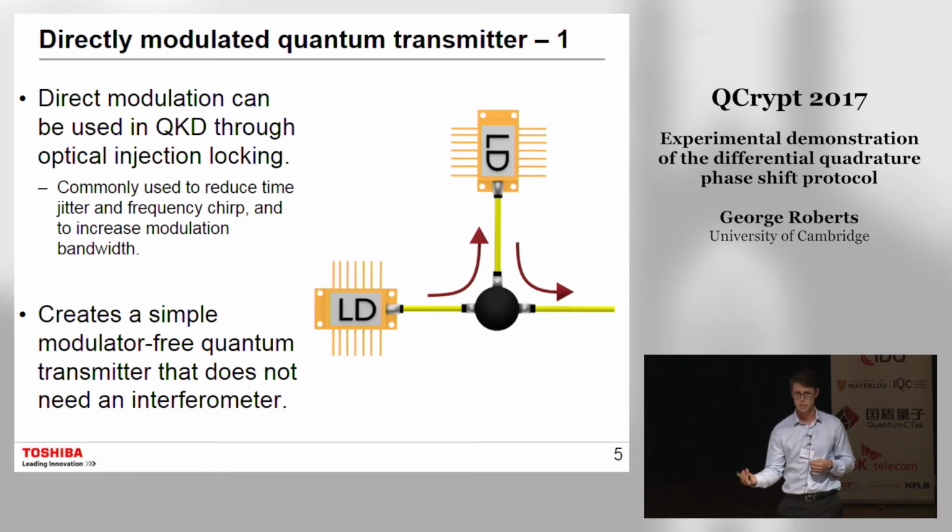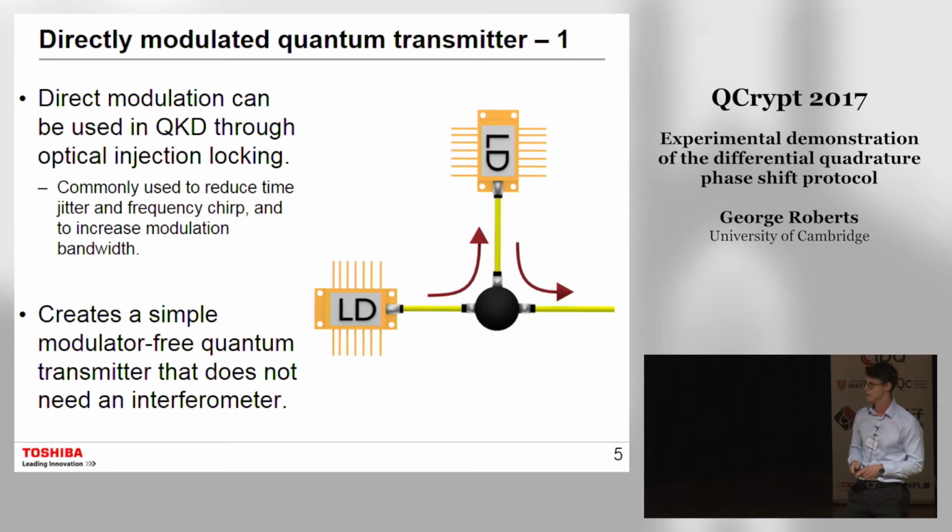So we have a gain-switched slave laser diode, and then the master laser is modulated to change the phase of the slave laser pulses. And this has allowed us to create a very simple modulator-free quantum transmitter that doesn't need any interferometers, so you don't need the kind of active feedback mechanisms you would need to implement the BB84 protocol I showed on the previous slide.